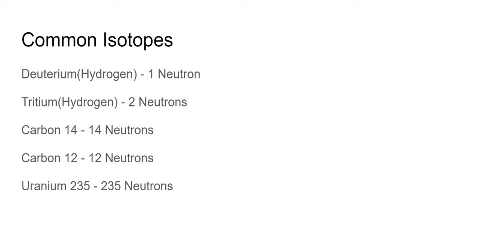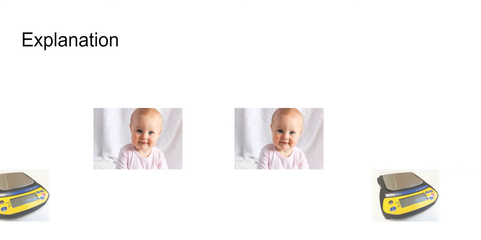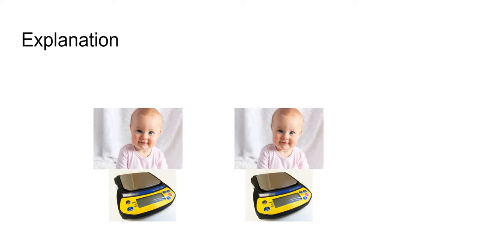Now I'll show you a quick little example and basic explanation. So you have two twin babies. They look exactly the same, but when you weigh them, they're going to weigh differently. What this represents is that you have an atom and an isotope. You can't really tell the difference until you look into the nucleus, where you see a different amount of neutrons. So they look exactly the same, but their physical properties are different. This is exactly what's happening with the twin babies.